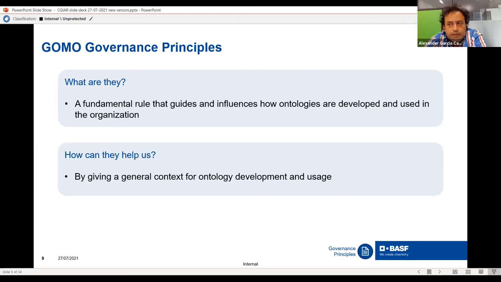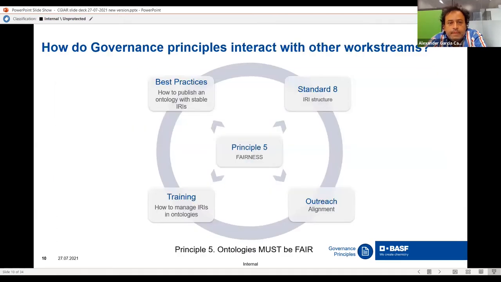And I can see that in the actual implementation of GOMO, things from those three streams have come together very nicely. How do governance principles interact with other work streams? As I said before, you have the principles, you have the standards, outreach, et cetera, but they are not isolated work streams. They are very interrelated. They support each other. They talk to each other. So let's consider an easy one. Let's consider a principle that states that all ontologies must be FAIR. That on its own doesn't tell anyone much about how to go about doing FAIR ontologies.